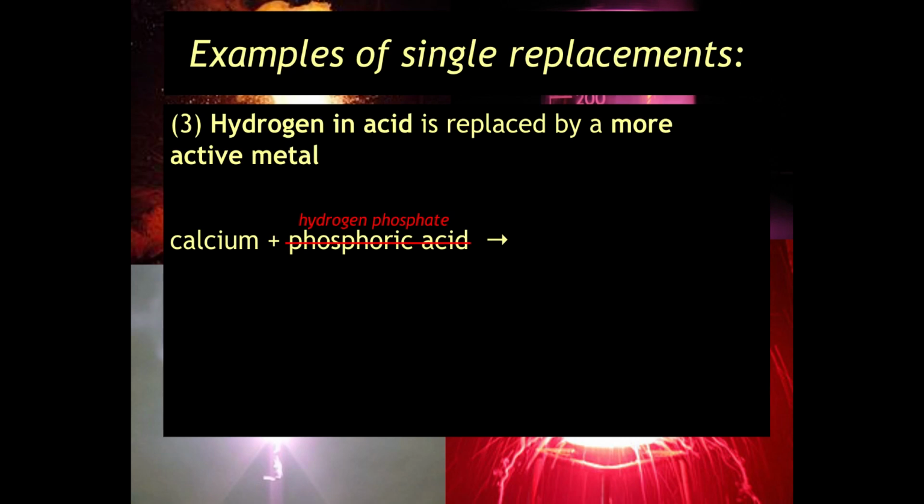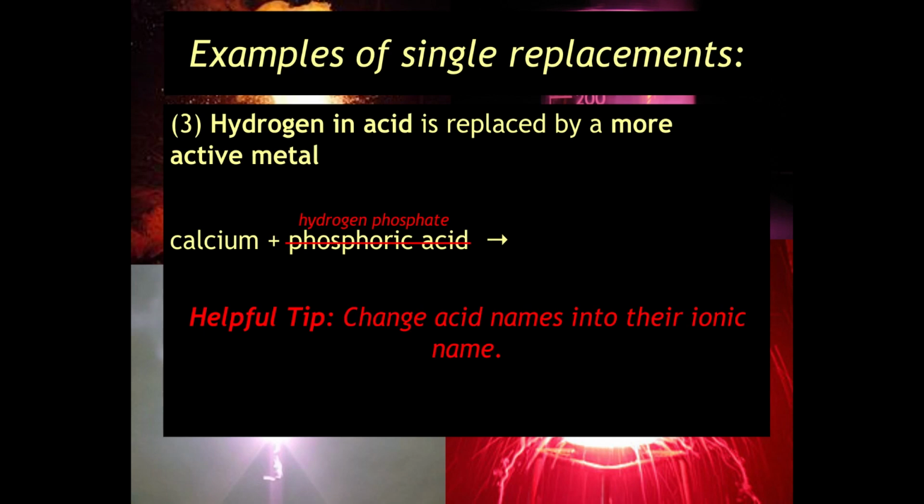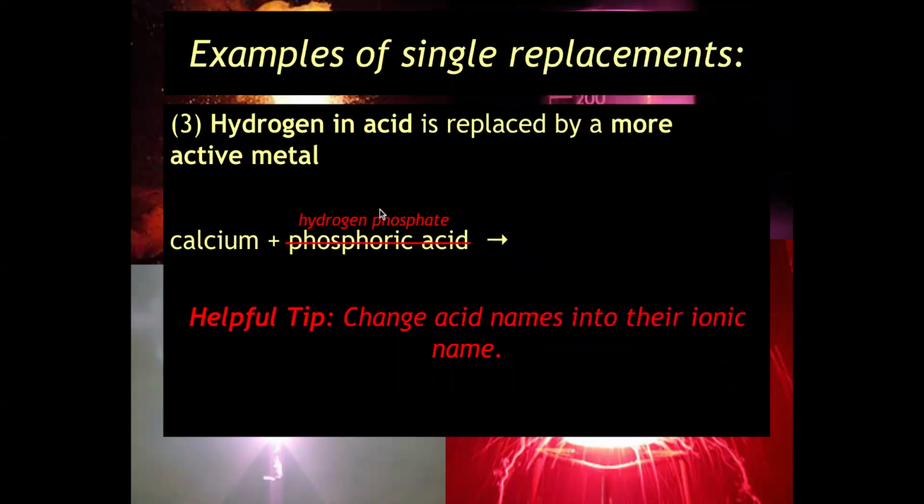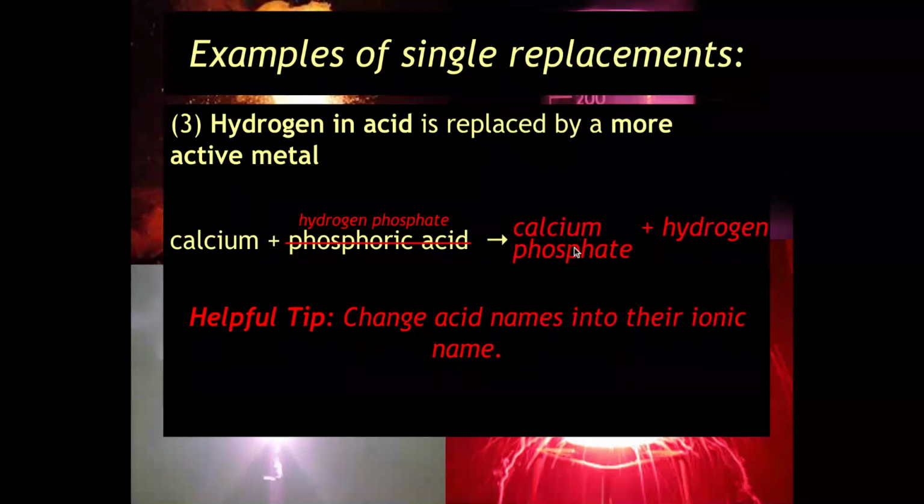Okay, so now the question is, calcium is a metal, and the hydrogen gets replaced by the more active metal. So once you've changed the acid name into its ionic name, hydrogen phosphate, calcium is higher on the list than hydrogen, so there is going to be a switch. And so now it's calcium phosphate plus hydrogen.